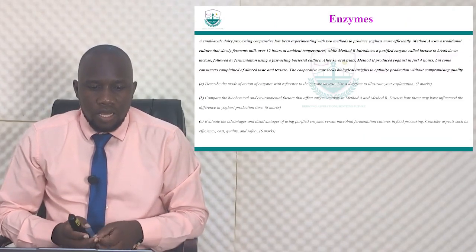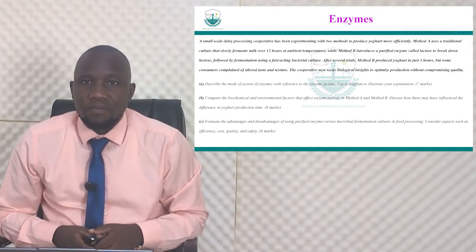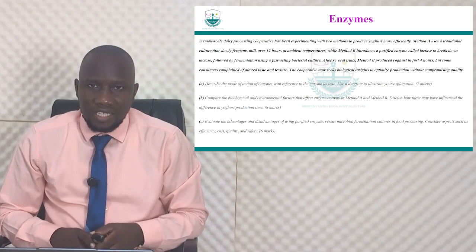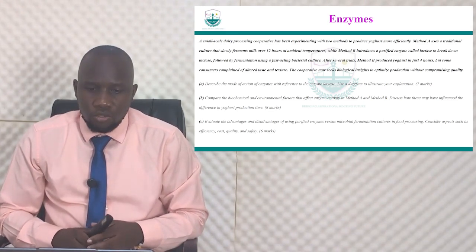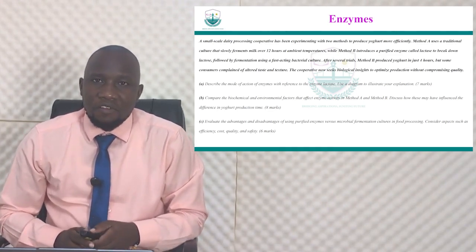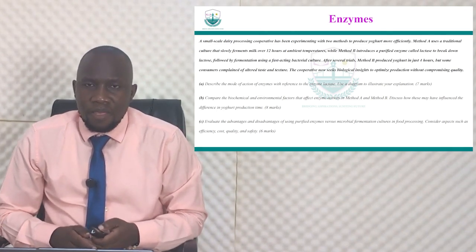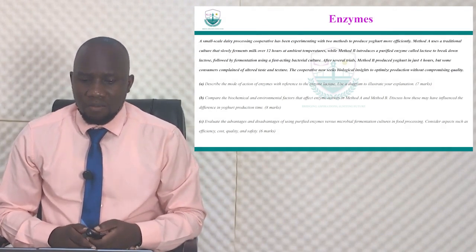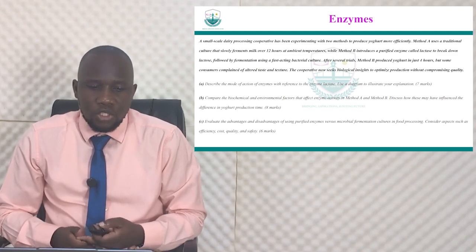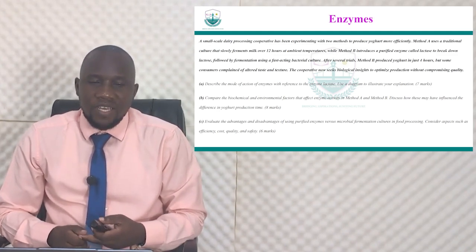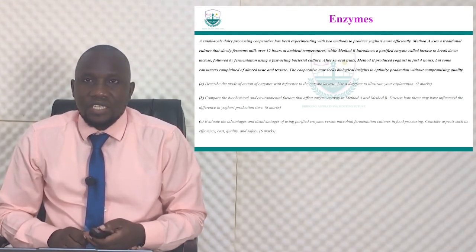All right, so what we actually have is a small scale dairy processing cooperative that wants to test out how they can actually carry out fermentation of these dairy products. So what they actually do is that they choose two methods, method A and method B. Method A is when they're using traditional culture that slowly ferments milk over 24 hours at ambient temperatures.